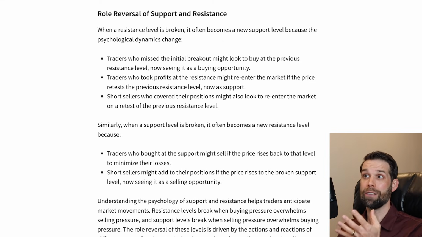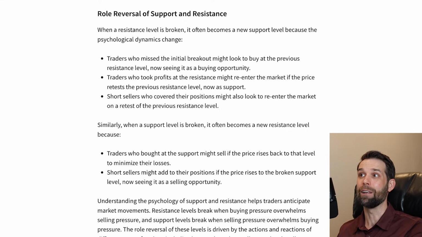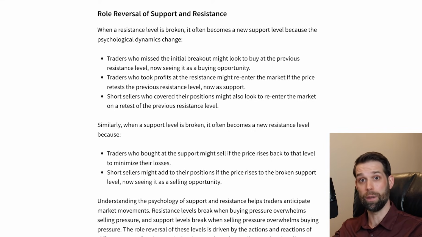Traders who maybe took profits at the resistance might re-enter it. So people that were assuming resistance was going to hold and the stock was going to pull back, they may have sold, and now the stock broke out.